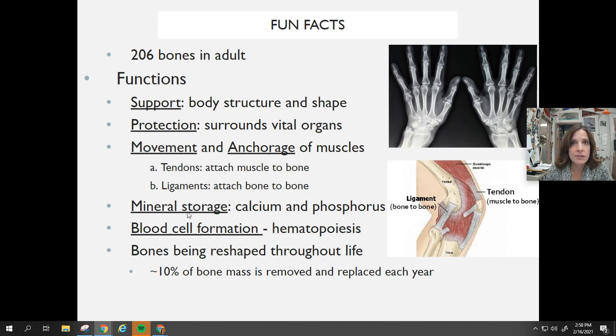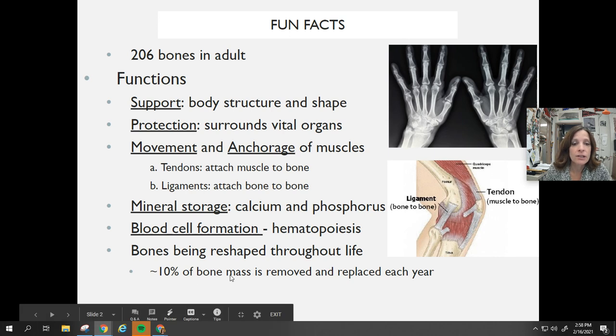Some other functions of the skeletal system are mineral storage, so calcium and phosphorus. Those are used in other reactions in the body like muscle contraction. And then this is where our blood cells are made, red and white, and that's called hematopoiesis. And bones are reshaped throughout your life depending on what your activity is. And actually, interestingly enough, 10% of your bone mass is removed and replaced every year.